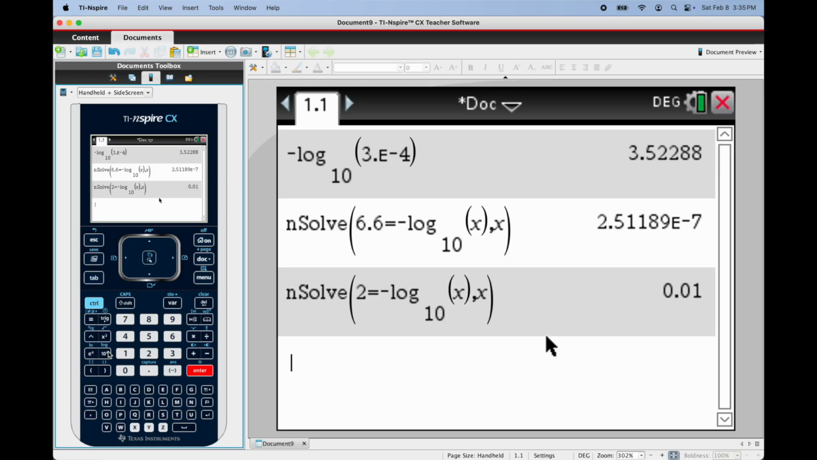All right, 0.01. So I'm going to go back to the calculator and just write this out. H plus is equal to 0.01. And this is the concentration of hydrogen ions for a lemon. Let's go back to the calculator for a sec.